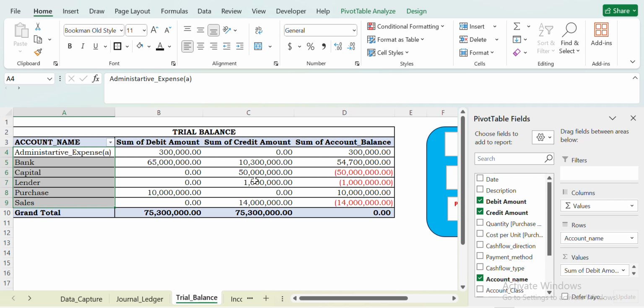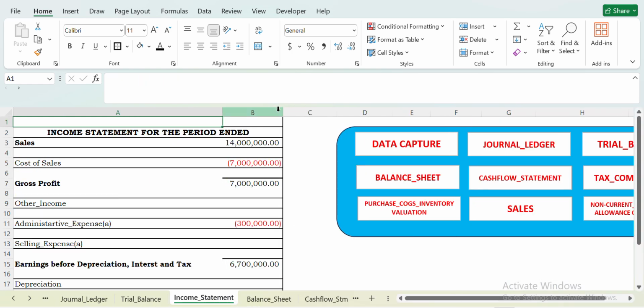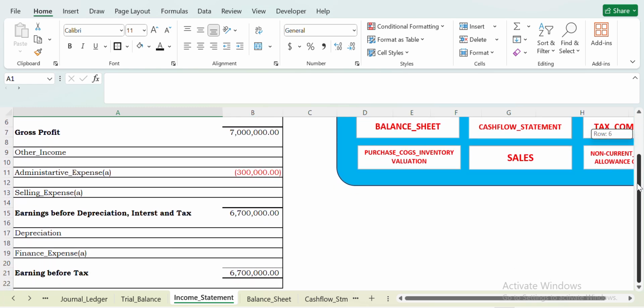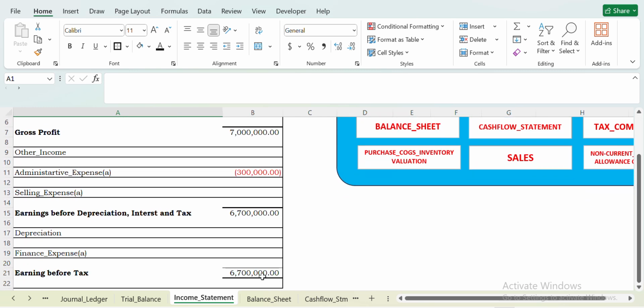And the trial balance too, it will show you the summary of the account balances in the ledger: the admin expenses, bank, capital, lender, purchase, sales. And if you go to the income statement, it has automatically computed our sales, cost of sales, gross profit, admin expenses, up to our earnings before tax. You can see the business is making a profit of 6.7 million so far.